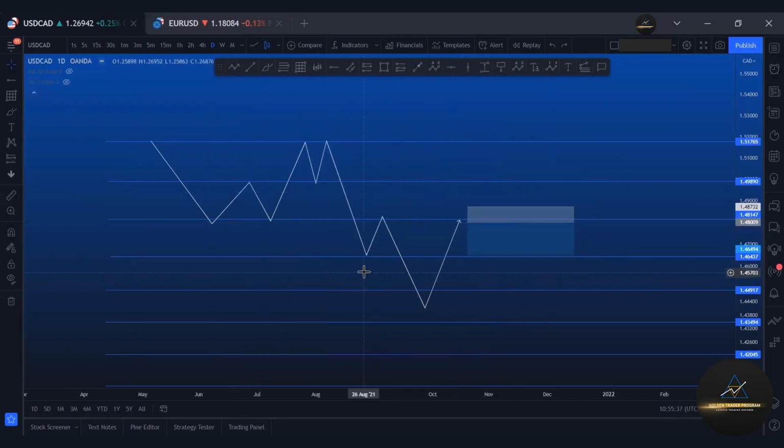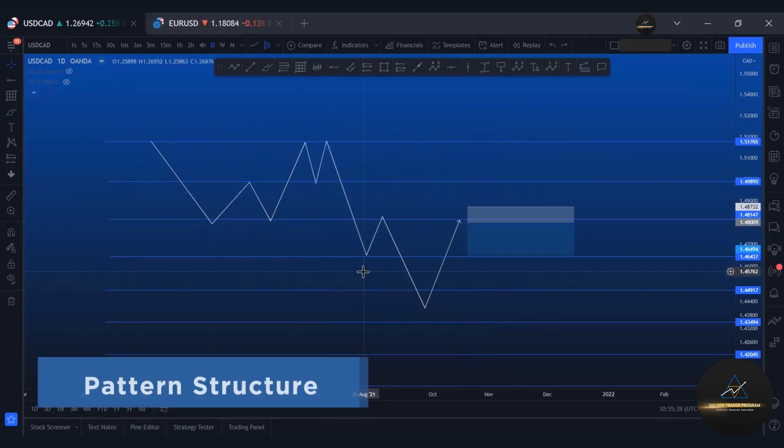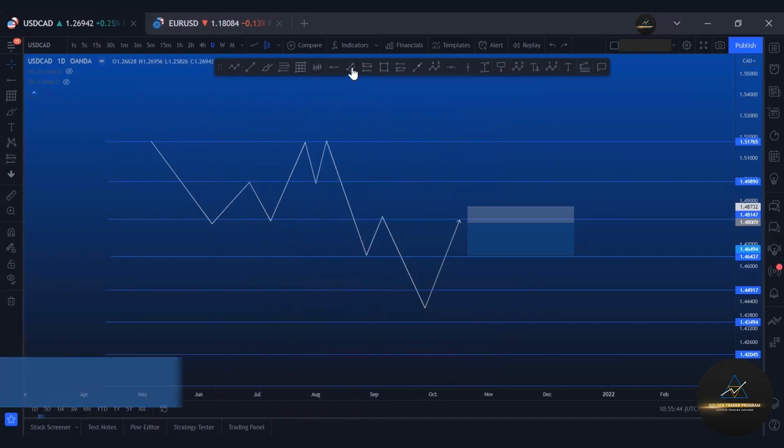However, if we utilize pattern structure instead of support and resistance, we can actually implement a much bigger exponential risk reward.